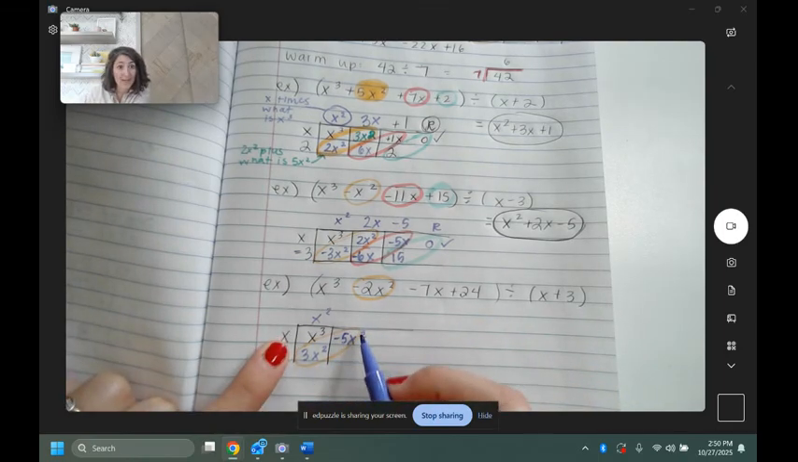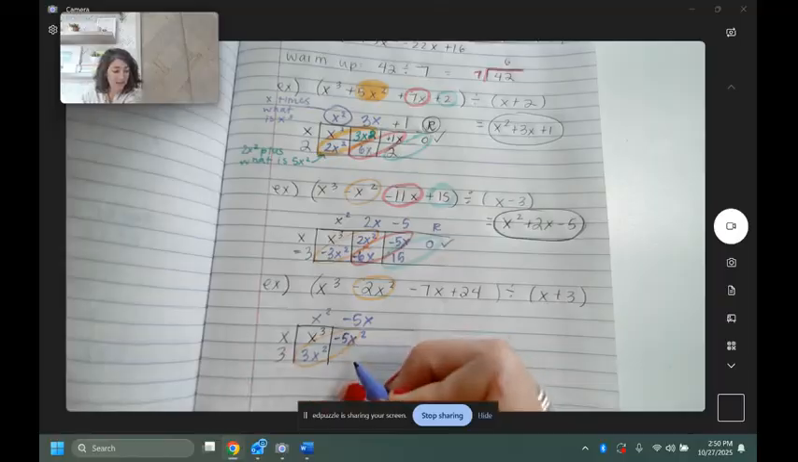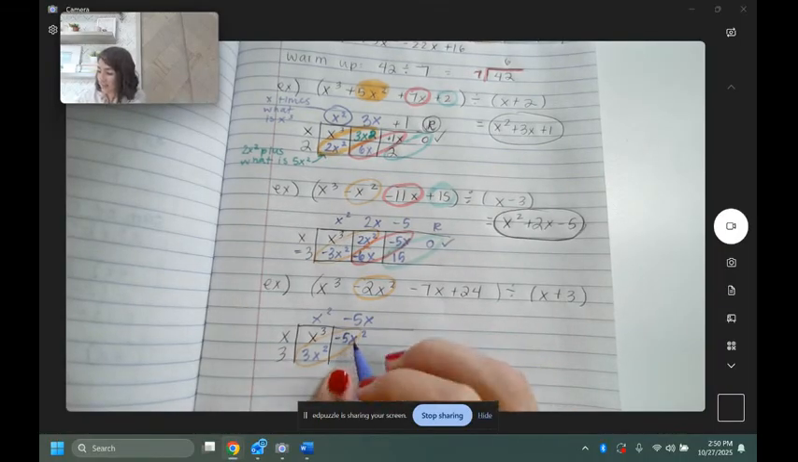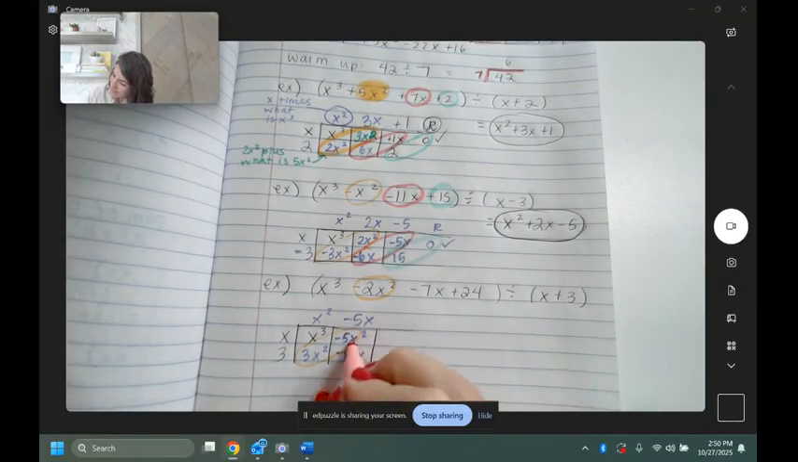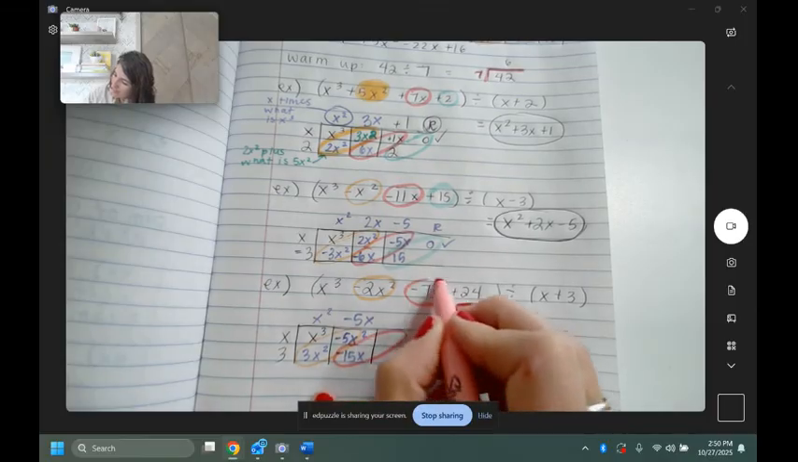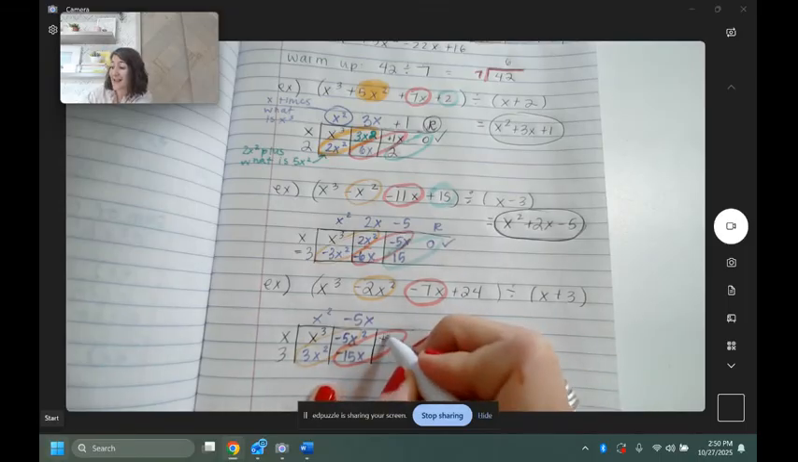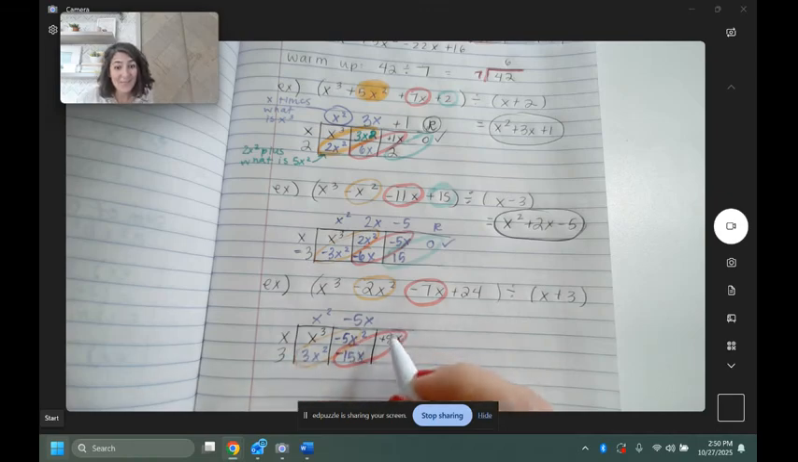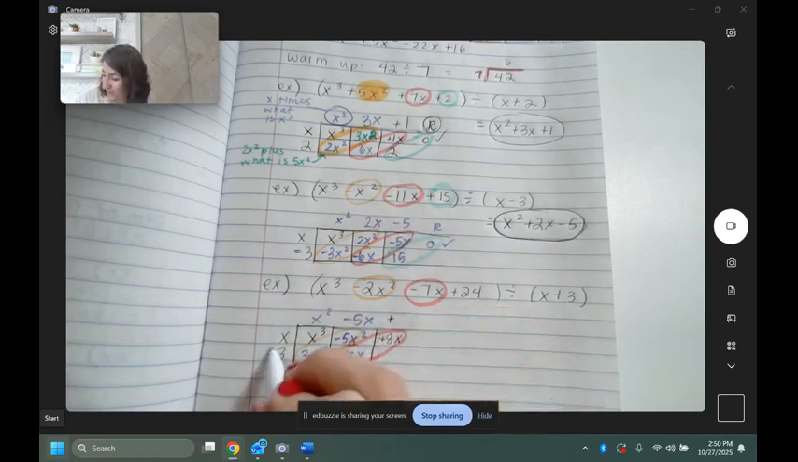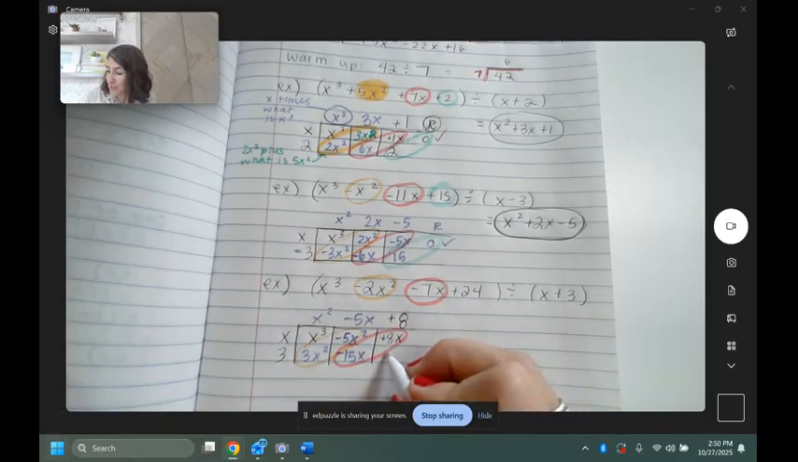Okay, x times what is negative 5x squared? Negative 5x. Multiply this down. Negative 5x times 3 is negative 15x. These two need to add up to negative 7x. So negative 15 plus 8x will give me negative 7x. X times what is 8x? Just 8. And 8 times 3 is 24.